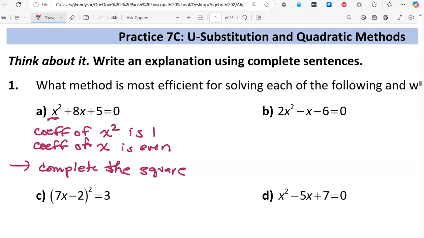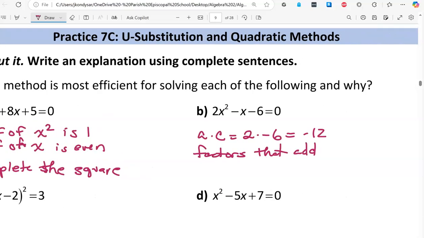In B, we have a trinomial that is factorable, and I know that the trinomial is factorable because A times C is 2 times negative 6. Factors that add to B of negative 12 are negative 4 and positive 3. And so factoring is going to be our most efficient way to solve that equation.